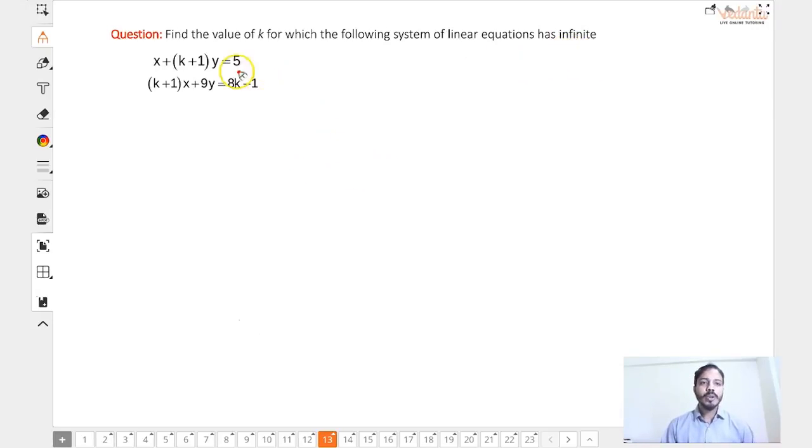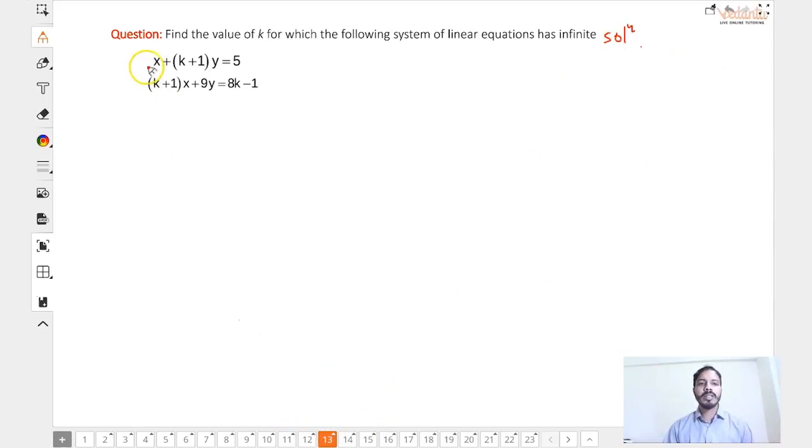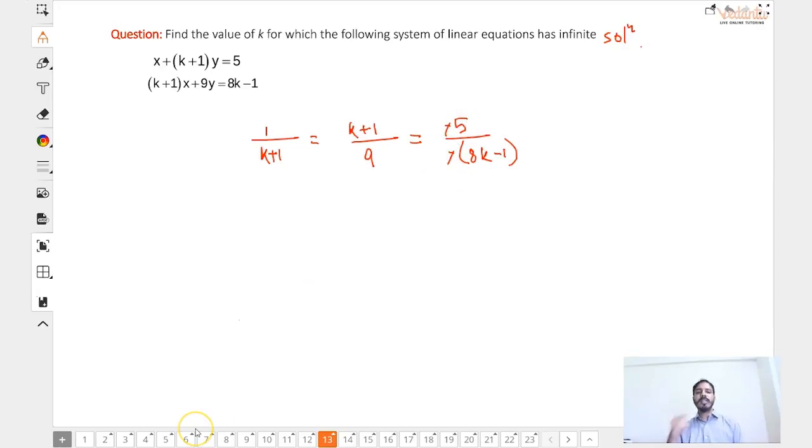Infinite solutions. If you have infinite solutions, what did I say? I said that all the ratios will be equal. So for example, what is the ratio here? I have the ratio 1 by k plus 1, that will be equal to k plus 1 by 9, and that will be equal to, even if I bring it to the left hand side, minus 5 by minus 8k minus 1. That is the same thing, even if I don't bring it to the left hand side. So let me keep it as simple as it is. Let me say this is the condition now.